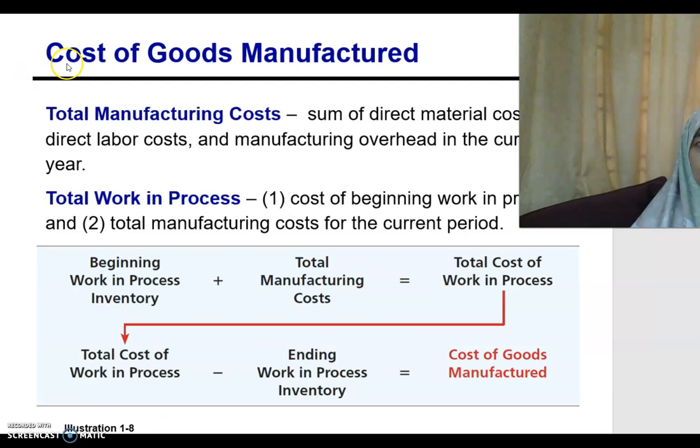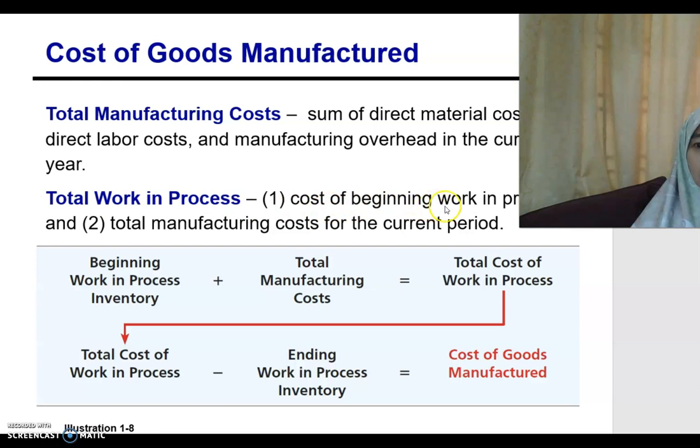Your cost of goods manufactured is your cost of production just now, right? So if you are calculating your cost of goods manufactured, that will be the total manufacturing cost. That is the sum of direct material cost, direct labor, and manufacturing overhead in the current year. Remember, we calculate the product cost or the manufacturing cost. That will be the three components just now: the direct material, the direct labor, and the manufacturing overhead. And then sometimes you will have your work in process, or sometimes they use the term work in progress. They all mean the same.